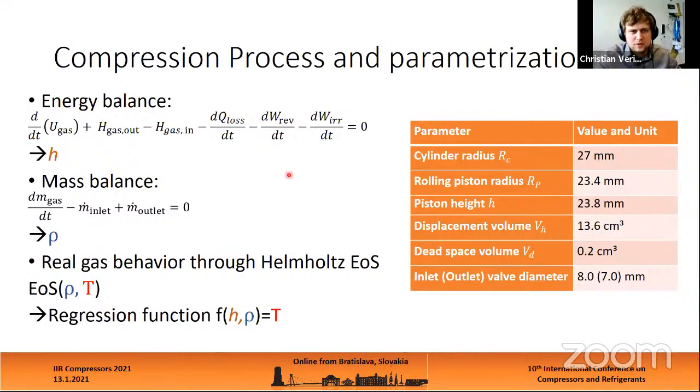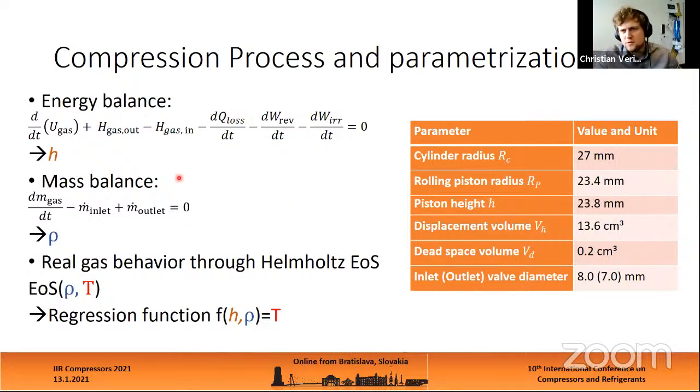Basically our compression process looks like this. We compute the energy and the mass balances with the real gas behavior through the Helmholtz equation of state, which requires a little regression function because we don't have the density in all states, but the enthalpy and the density are a function of the temperature. And we parameterized the model according to a model in the literature.